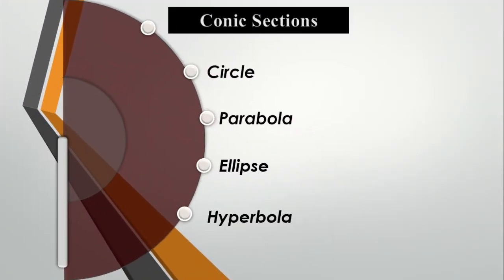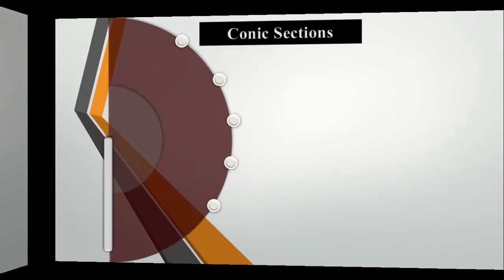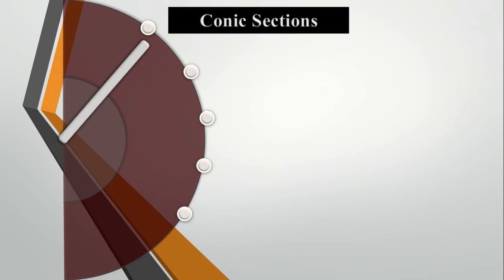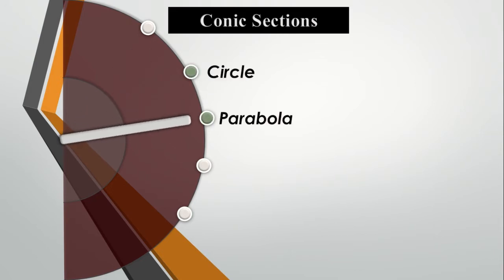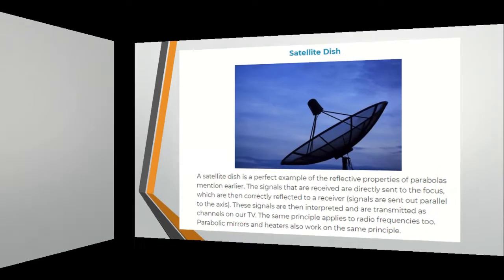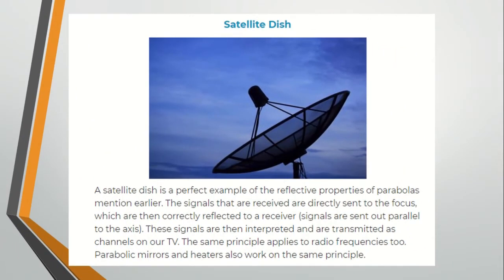We're done discussing the different types of conics. And last meeting, we discussed the circle and its properties. Now, we will tackle parabola. Look at the figure of the satellite dish. This is a perfect example of the reflective properties of a parabola.